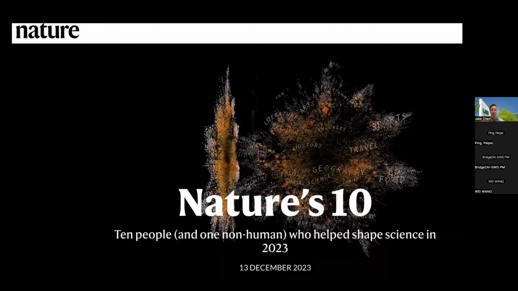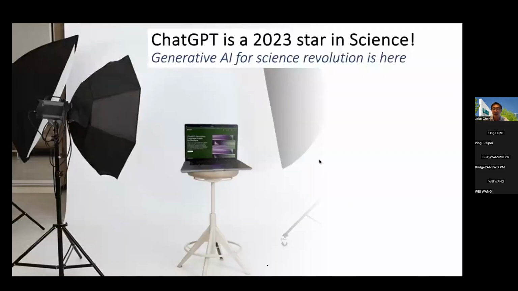came out with Nature's 10 people who have helped shape the science in 2023 and named one non-human. And you may have guessed it. It was ChatGPT. It's the star of the year in science. So ChatGPT is in the spotlight because it can assist researchers in writing articles. And we've seen Professor Liu mention that she prepared a part of her slides for the series using ChatGPT.